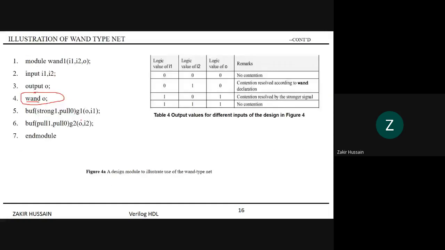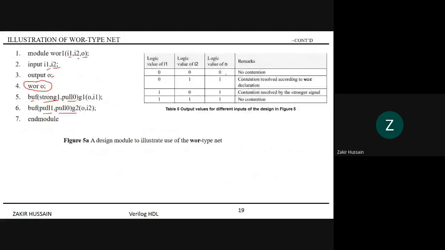Let me go back. See, strong one, pull zero, pull one, pull. Same example. So if you see these outputs here, just remember this, because I'm going to that slide now. 0011. Now if you go to that slide, this is different, right? This is not 0011, no? Are you getting the point? So contention issue resolving depends upon what type of logic you are using to resolve.